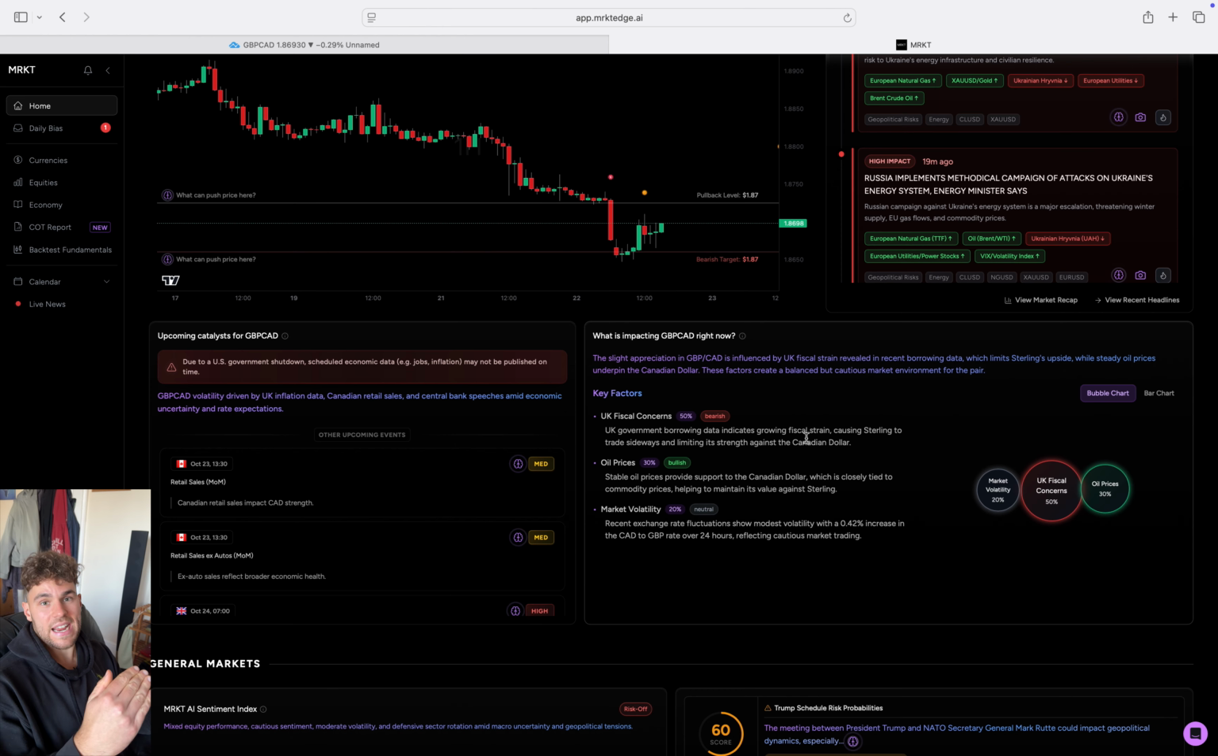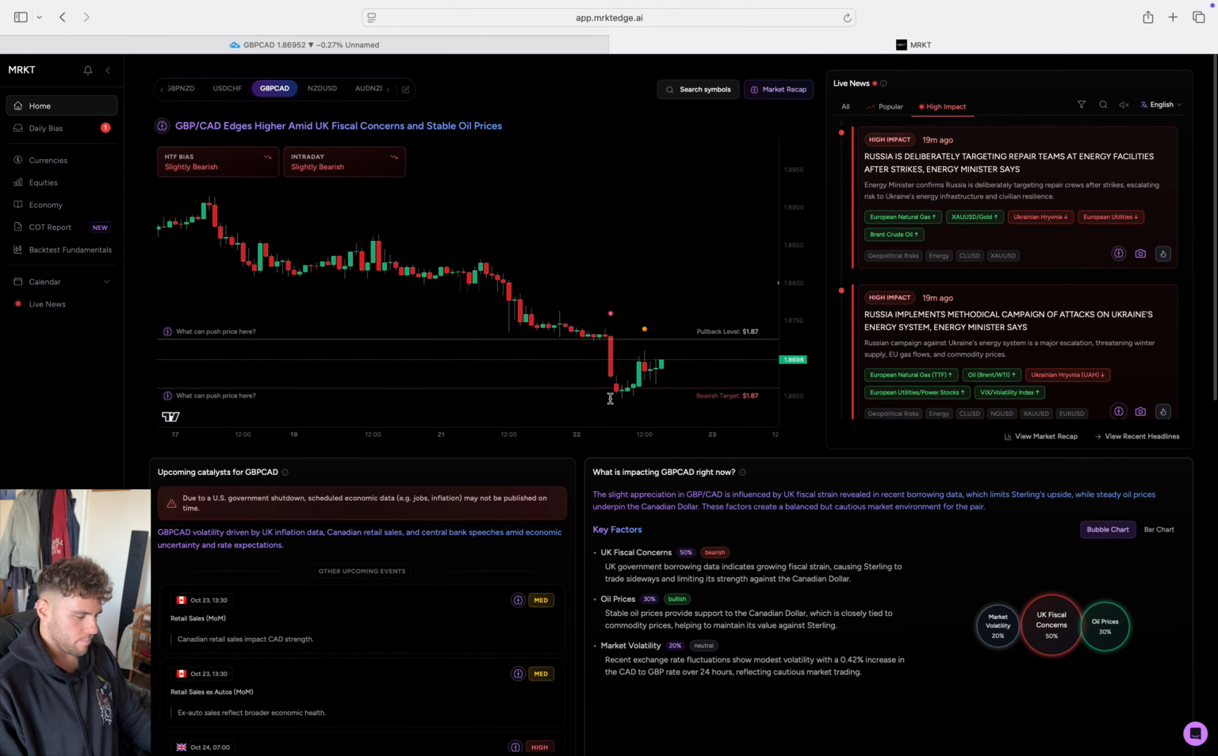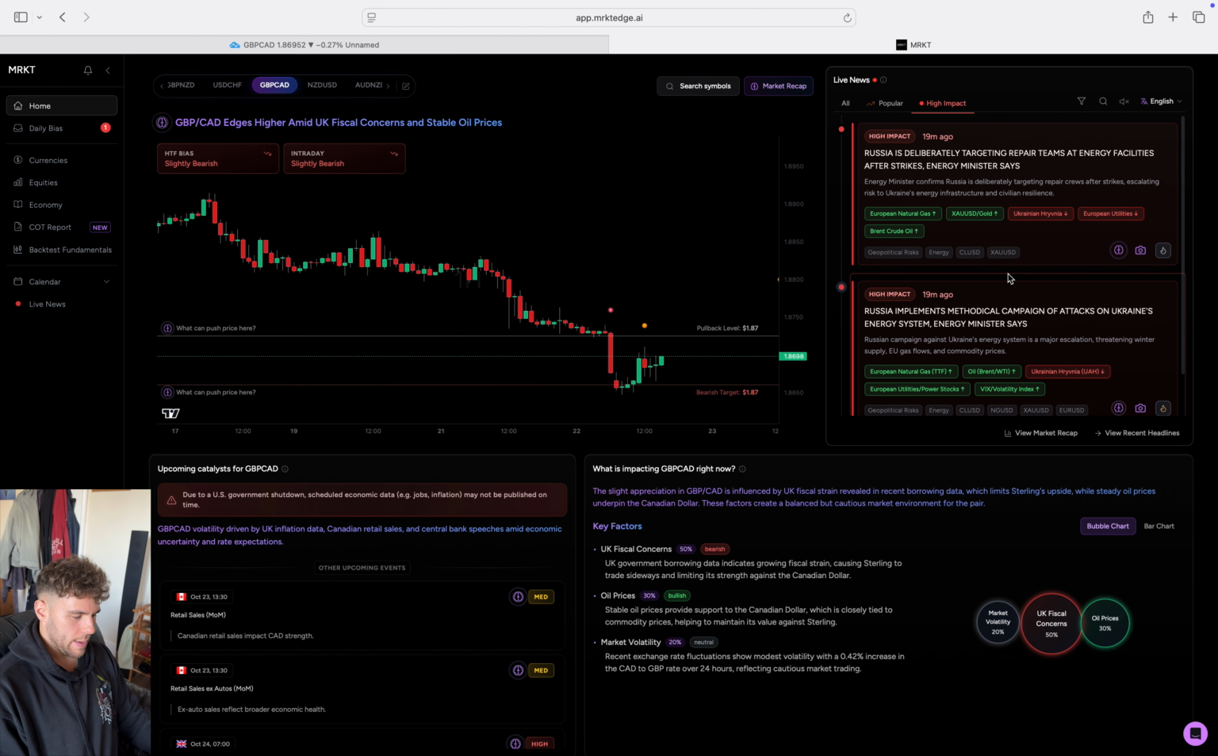So of course we want Canadian dollar strength to drive our trade, as a sell trade of GBP CAD. The bullish remark is the oil prices, and then the market volatility is just neutral. So we have the UK fiscal concerns being 50% bearish, and the oil prices being 30%, and so overall we are, as it shows here, slightly bearish on this pair, which goes hand in hand with what we were looking at for the sells, right? Then we have all the high impact news here on the right, showing us exactly what's going on.